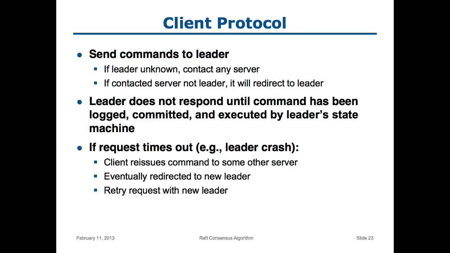Now let's move on to the fifth part of the Raft protocol. This is how do clients interact with the system. This is mostly pretty simple. The client just sends their commands to the leader machine and they get responses back. Now, if the client doesn't know who the leader is, that's fine. It can talk to any server in the cluster. And if that server is not the leader, then it will tell the client who the leader is and the client can retry with the leader.